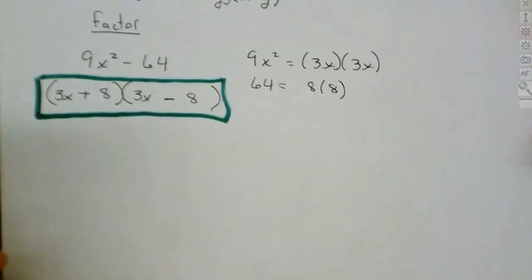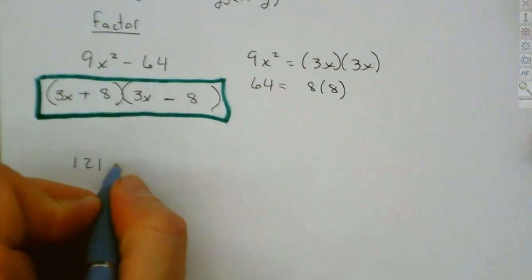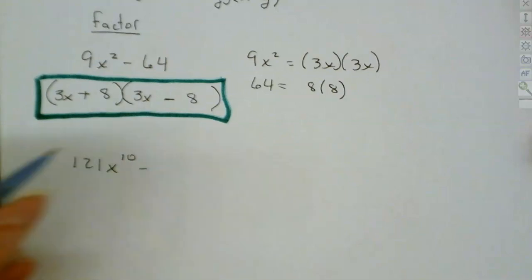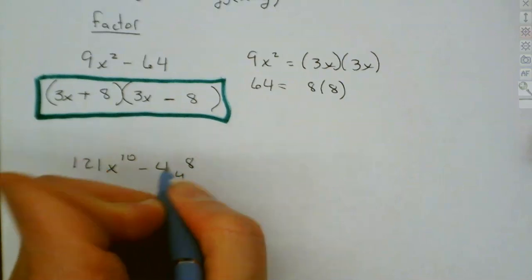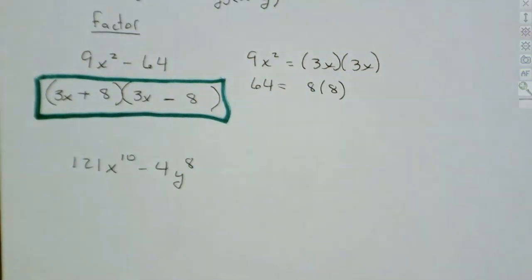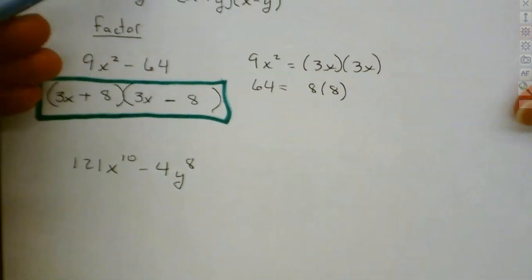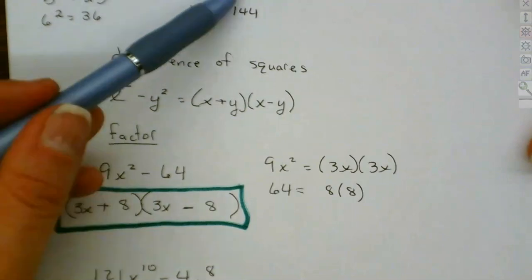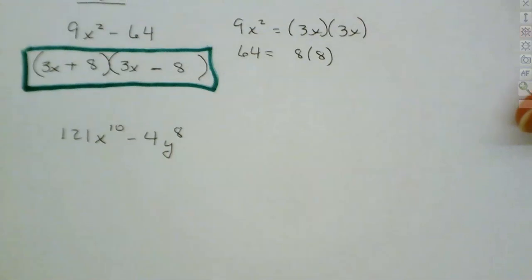Let's look at some more of these. How about we do 121x to the 10th minus 4y to the 8th. So let's see how we would factor this one down. Well, what do we know about 121? We look back up here, right? 121 is a perfect square of what? 11. Now, when we come to our exponents, we split them in half.